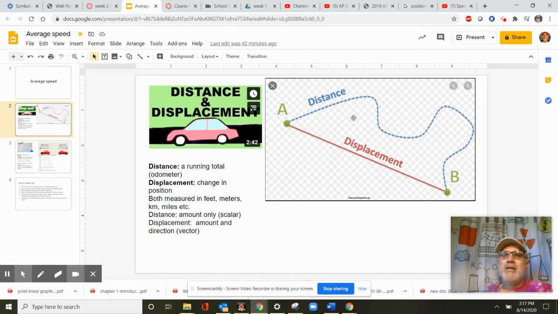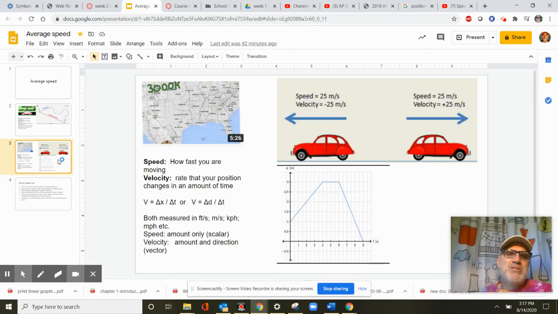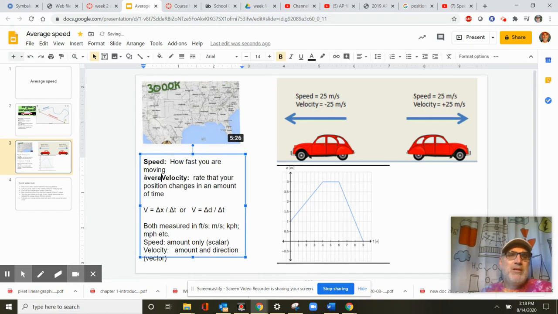So we need to understand the concept of distance and displacement so we can really talk about our first real topic, which is speed and velocity, mostly velocity. Again, here's a video by the same guy who's made a pretty decent 5-minute video on speed and velocity. So speed is basically how fast you're going. You probably know that. Whereas velocity is kind of the same thing as speed, and a lot of times people will use them interchangeably, but basically velocity, or more correctly, average velocity, is the rate that your position changes in an amount of time.